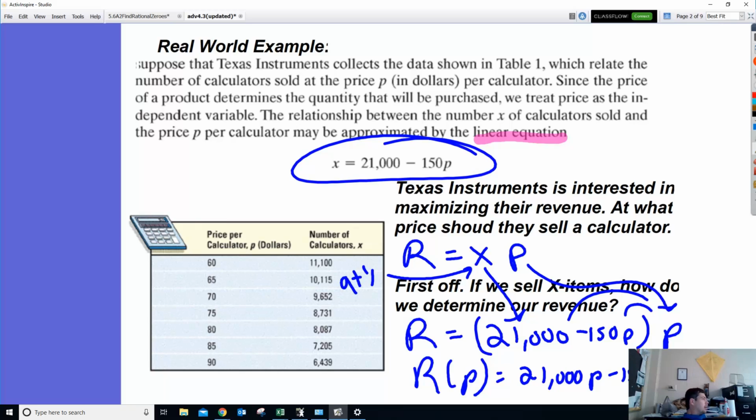Now, you have a quadratic in front of you, and they want to maximize their revenue. If you think about the graph of a quadratic, specifically focus on this piece right here. Does that one open up or down? Got that negative 150 P squared. Does it open up or down? Probably looks something like this. Little point right up there would be your maximum.